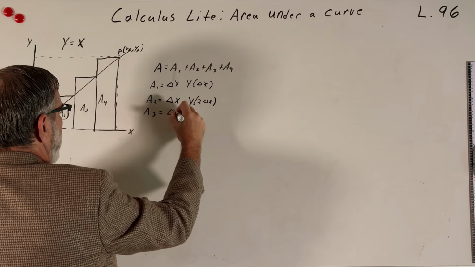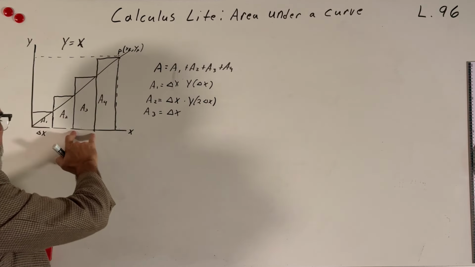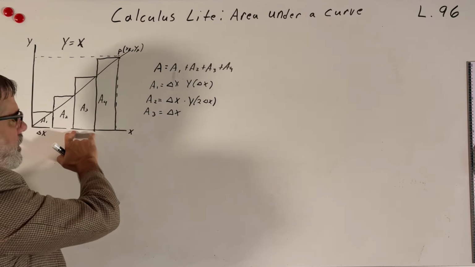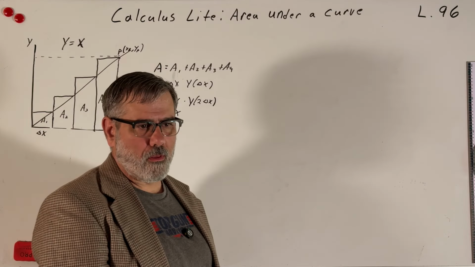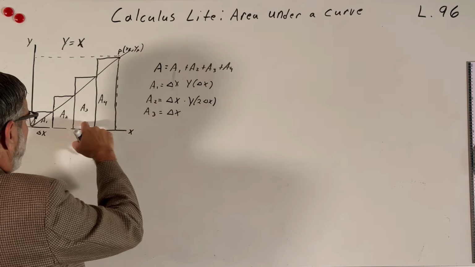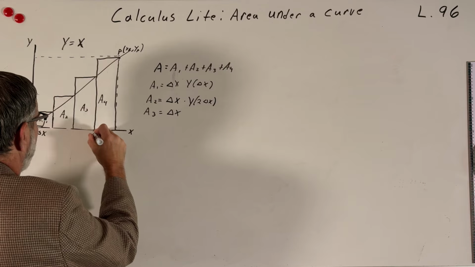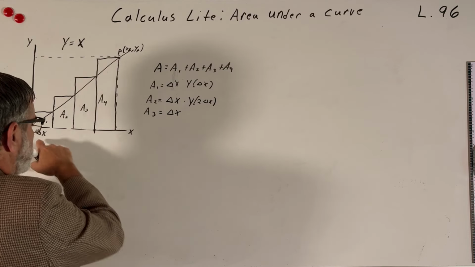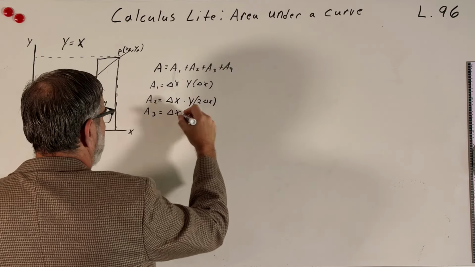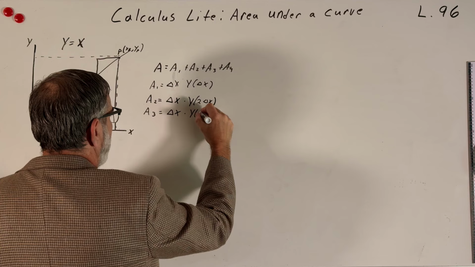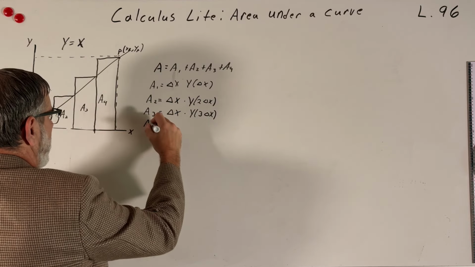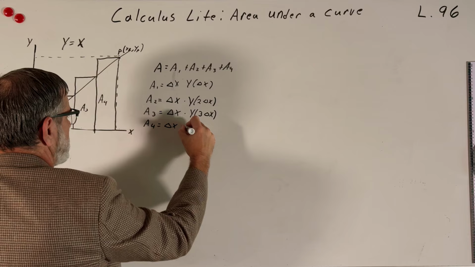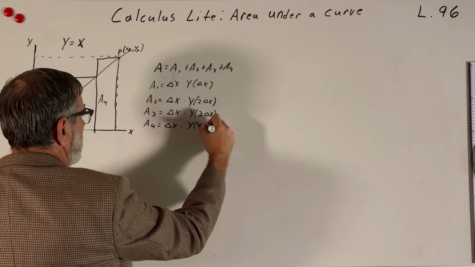A3 is equal to delta x again, because it's always the same rectangle width, right? You see that? This width and this width and this width and this width. All 4 of these rectangles have the same width, okay? But they have different heights. So for A3, I need to find this point here, which is just 1, 2, 3 times delta x, right? So it's delta x times y of 3 delta x. Yes? And for A4, it's delta x times y of 4 delta x.